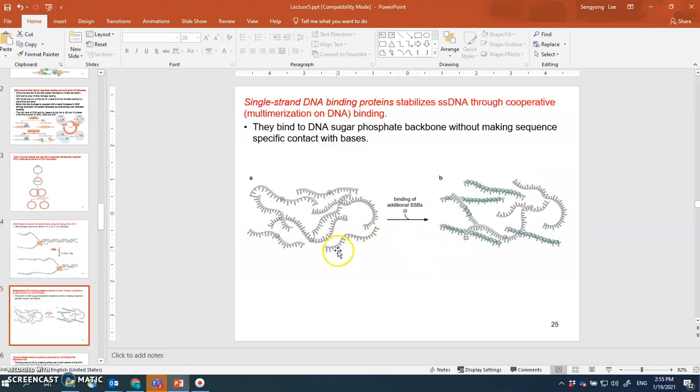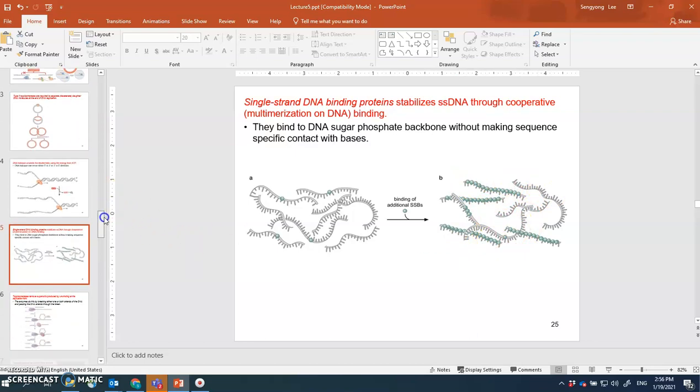And then once DNA is single-stranded, it is occupied by single-strand binding proteins. They stabilize single-strand DNA through cooperative binding. So the multimers of those proteins are binding the single-strand DNA, so they don't go back to double-strand. They bind to the DNA sugar phosphate backbone without making sequence-specific contact with bases. What it means is, they don't care about what bases are found. They just bind on the sugar phosphate backbone, most likely through ionic interaction.